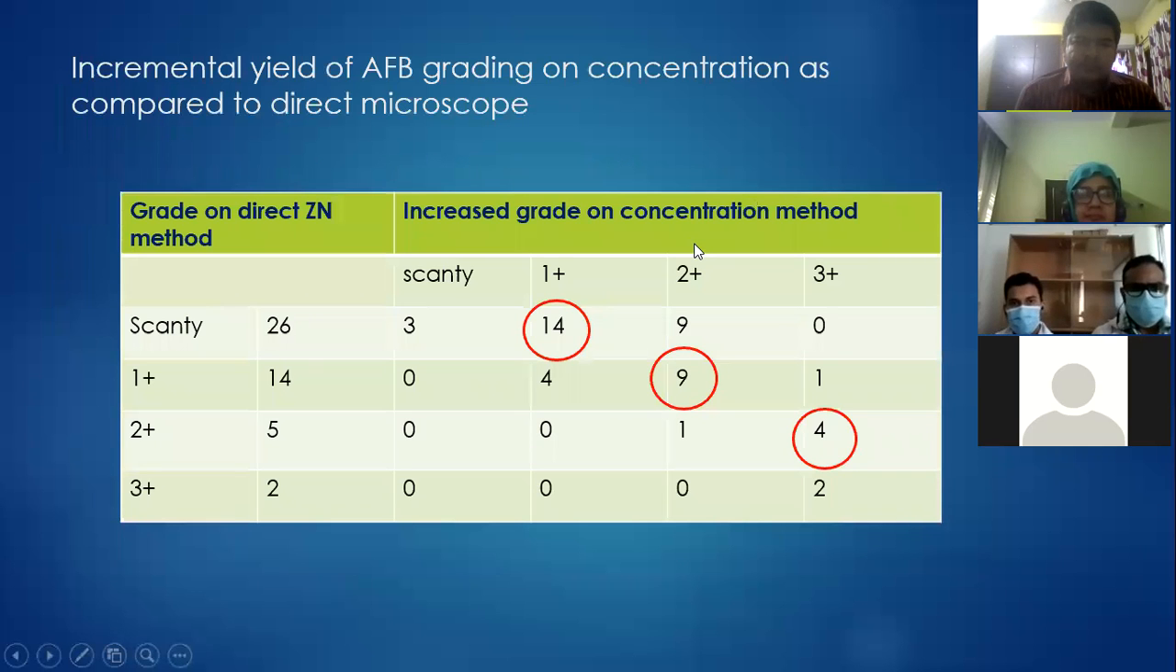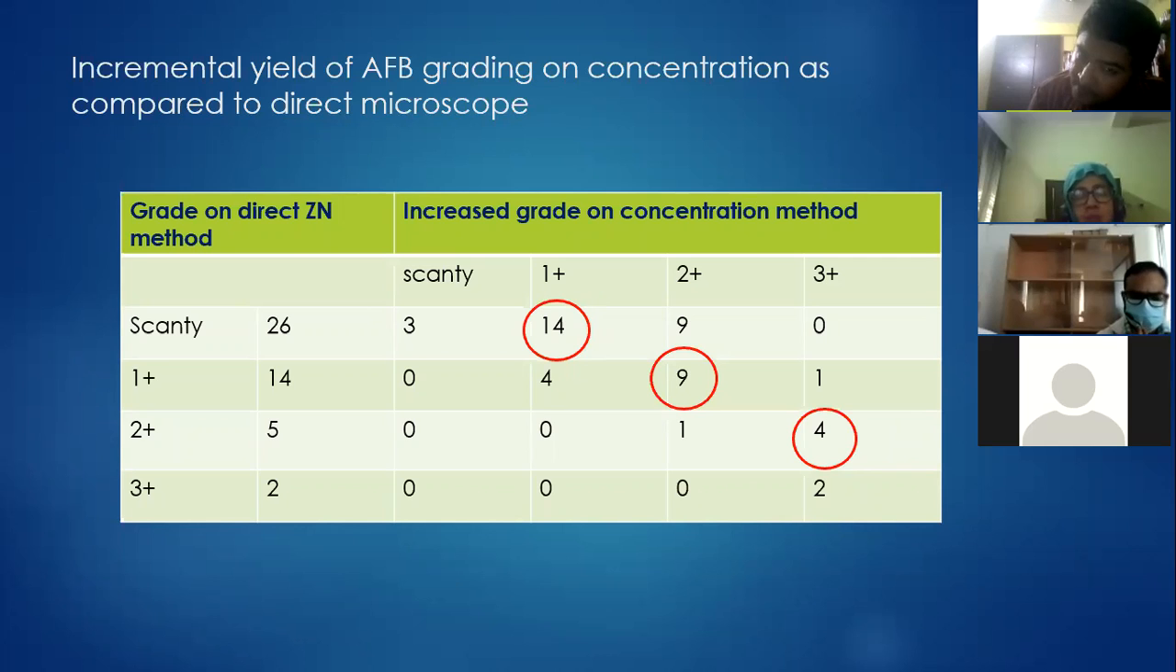Now, here comes the incremental yield of acid-fast bacilli grading on concentration as compared to direct microscopy. Among 26 smears graded as scanty by the direct ZN method, 14 increased to 1 plus and 9 to 2 plus by the concentration method. Similarly, among 14 smears graded as 1 plus by the direct ZN method, 9 increased to 2 plus by the concentration method.